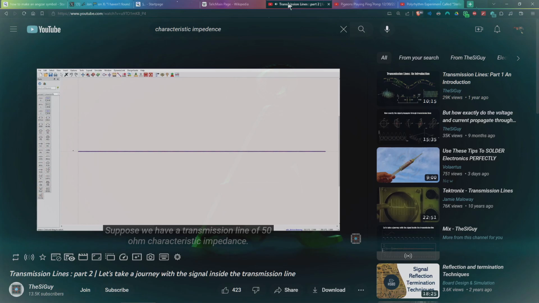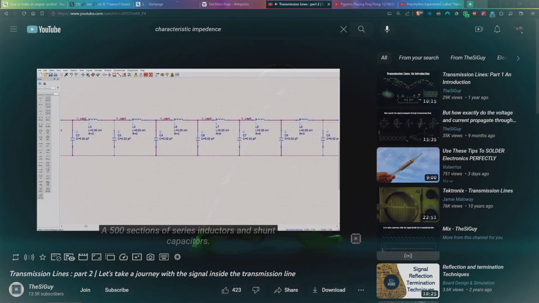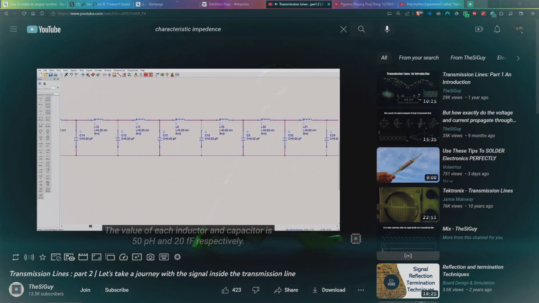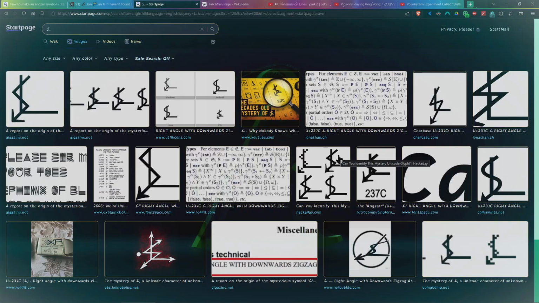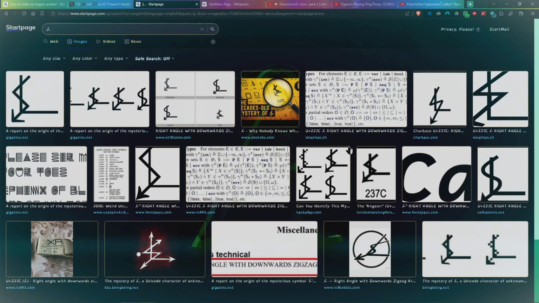Suppose we have a transmission line of 50 ohm characteristic impedance. To see what exactly happens inside that line, we will insert its equivalent circuit into the simulator, 500 sections of series inductors and shunt capacitors. The value of each inductor and capacitor is 20 picohenry and 20 femtofarad respectively. The more sections we have, the more accurate the model.